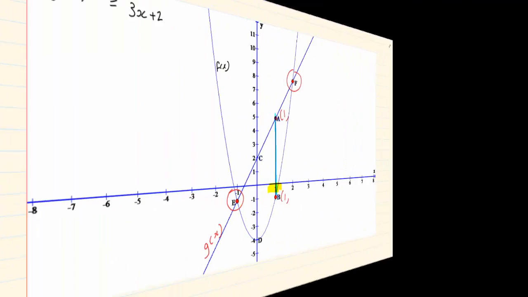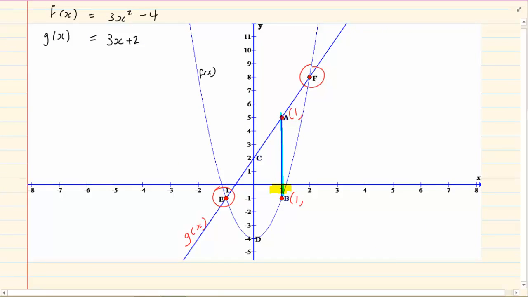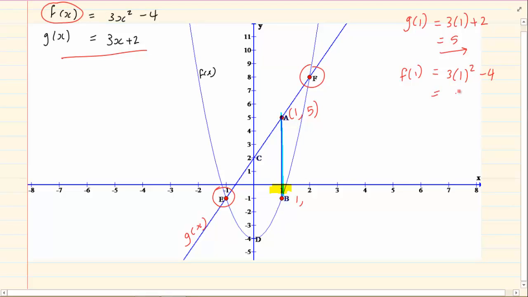So what are they saying? What they mean is, you've got x is 1. A is on which line? It is on the straight line. So in order to get the y value, I'm going to say g of 1, which means I'm substituting x as 1, is equal to 3 times 1 plus 2, which gives me 5. That means at A, my coordinates is 1 and 5. Then I want to do the same thing with f of x. Now, why am I taking f of x? Because B is on the parabola. So I'm going to have f of 1 is equal to 3 into 1 squared minus 4. And that gives me minus 1. So what is my coordinate at B? I've got 1 and minus 1.